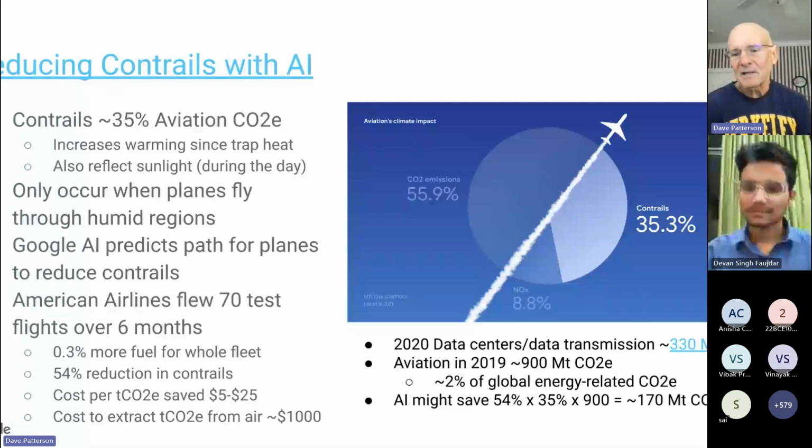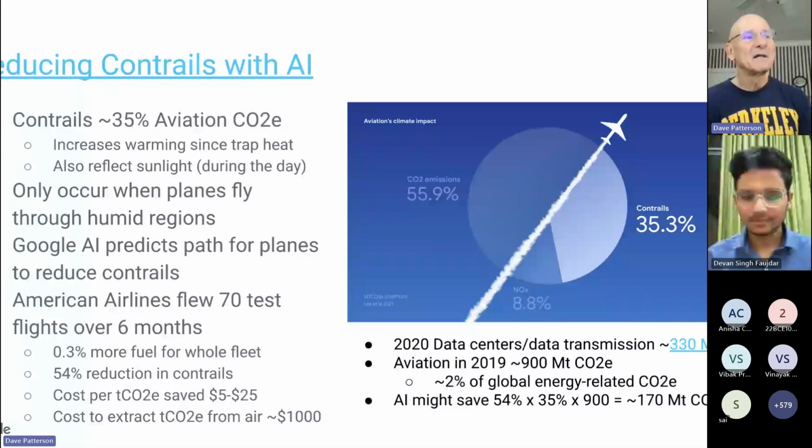And they did this study with the help of American Airlines in the United States, with 70 test flights over several months. And what they found is, if you take a longer flight, you're going to spend some more fuel, but they could adjust this just a little bit. They thought it was 1/3% more fuel for the whole fleet to reduce the contrails by a factor of 50. One of the figures of merit for carbon emissions is how expensive it is to save a metric ton of carbon dioxide equivalent emissions. This cost them tens of dollars, whereas today, if you were trying to extract CO2 from the air, it's on the order of $1,000. So it was very cost effective to do that.